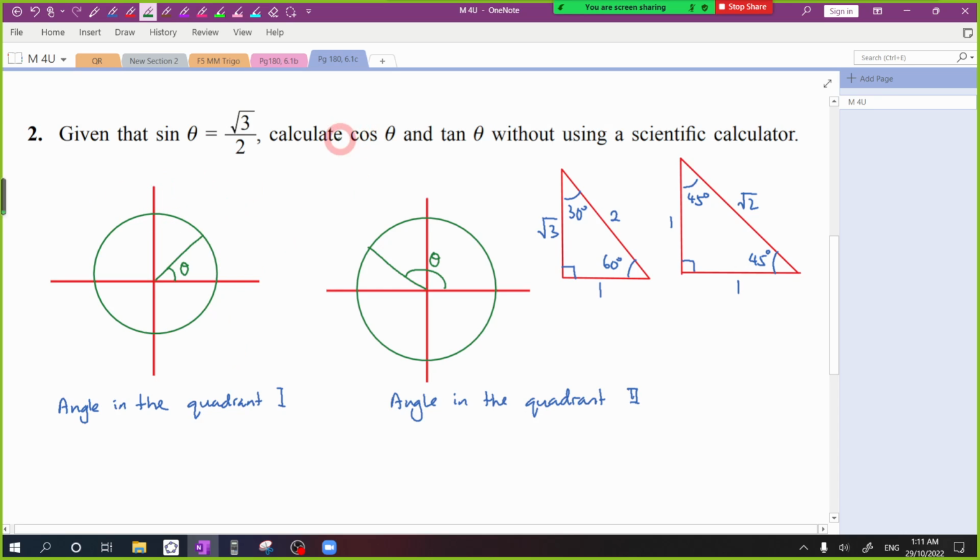Now, we want to calculate cosine theta, tangent theta. Still remember just now what we learned? If you have a unit circle, sine theta is equal to y coordinate, right? So this is square root 3 over 2. And the x I don't know, I just write p. If the angle is over here, the second quadrant, the y coordinate is the same, square root 3 over 2, and this one, I don't know, I just write q. Okay, next, let me draw a right angle triangle for you.